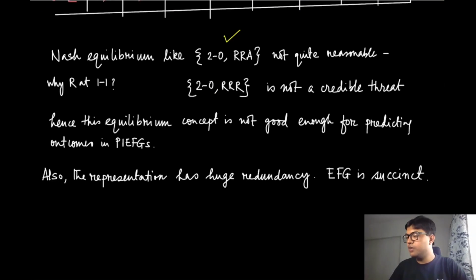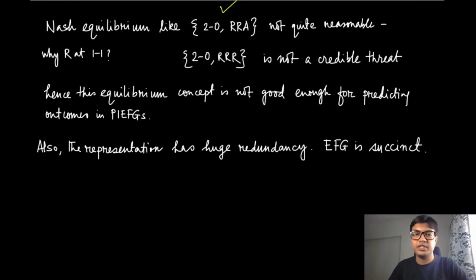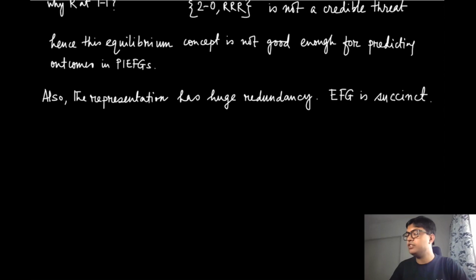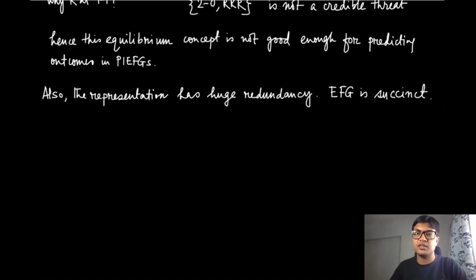Also, I would like to remark that this representation of transforming that extensive form game into a normal form game has a huge redundancy. You can already see that the strategy space for all these players is blowing up, and if there were more levels and more players, then it would have blown up even more easily. But the PIEFG, the perfect information extensive form game, is in that case a much more succinct representation of the game.